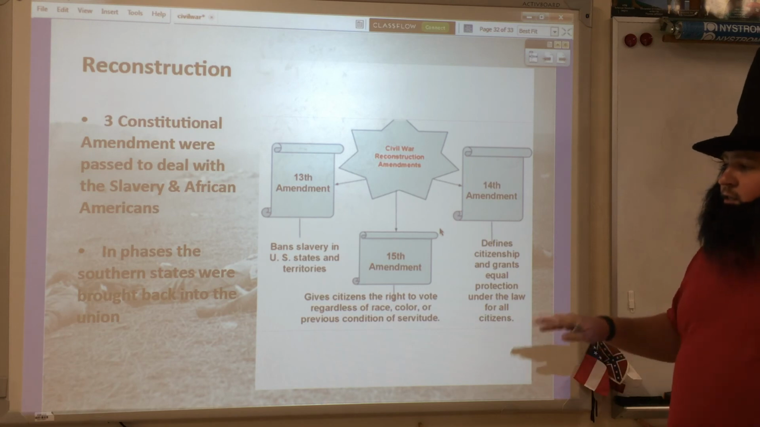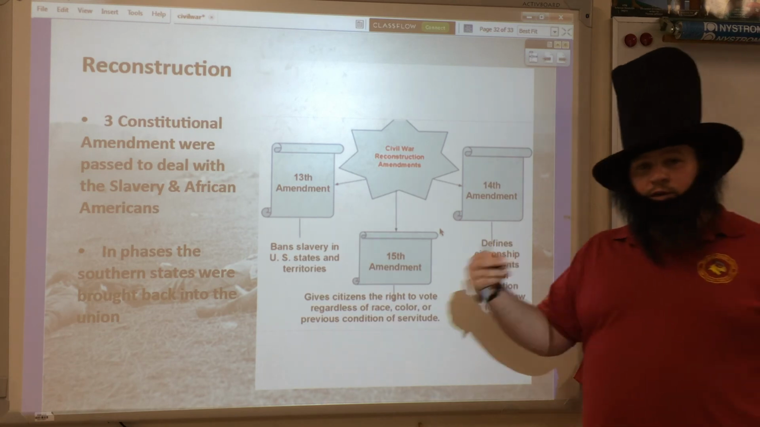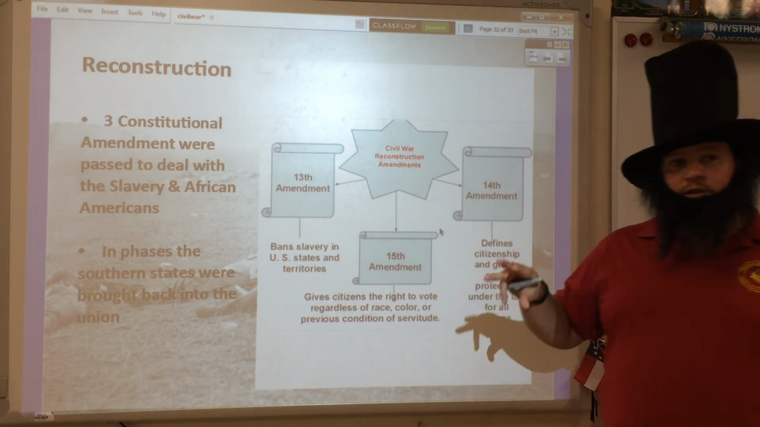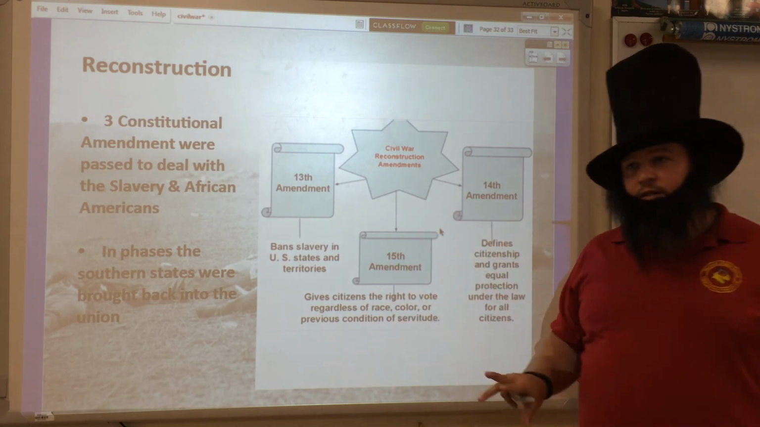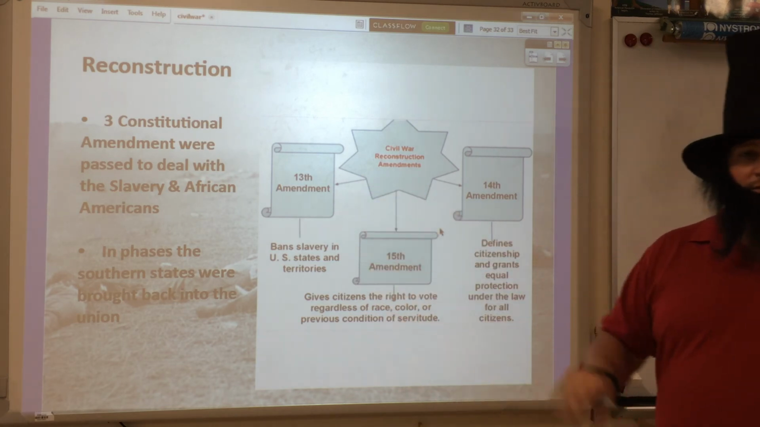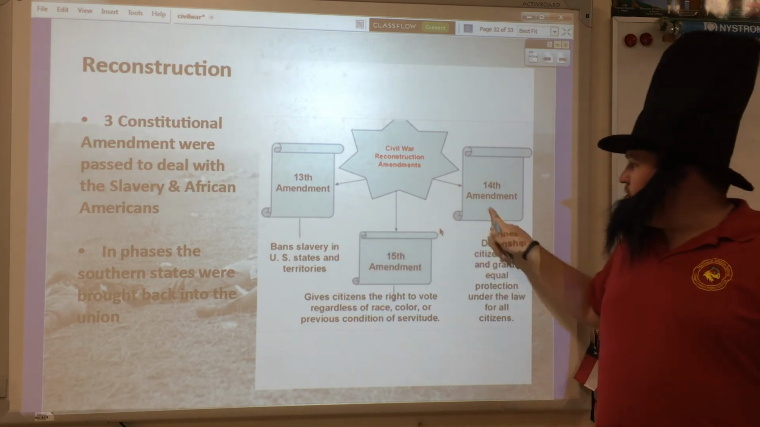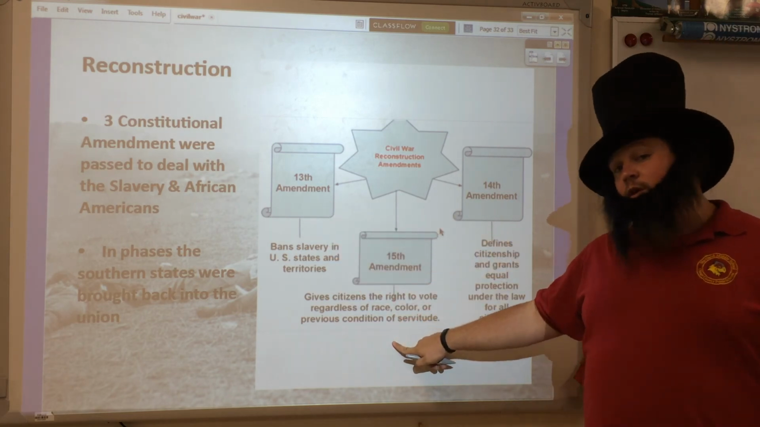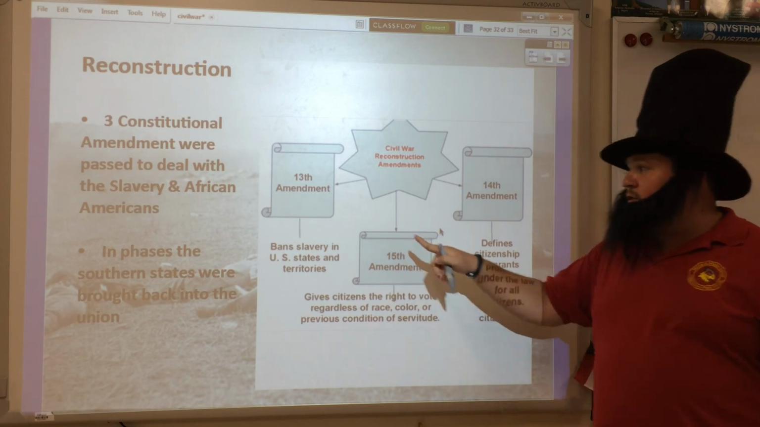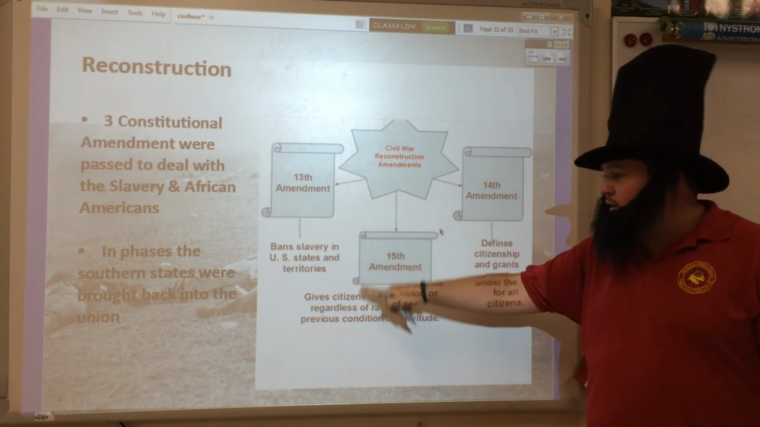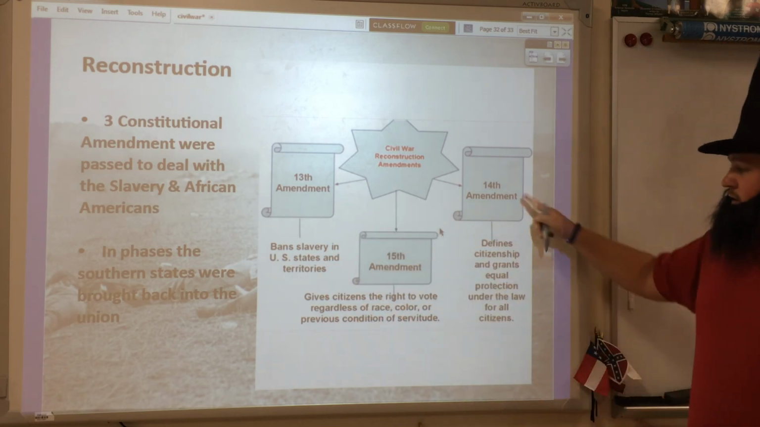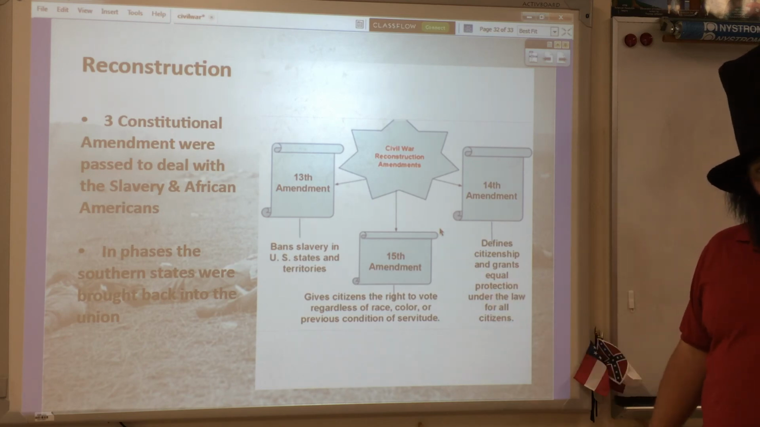So in phases, the southern states were brought back into the Union. Okay, so first, this and this state was brought in, then this and this state was brought back in, then this and this state was brought back in. In your notes, guys, it is really important that in your margins you write these out. So I'm going to be looking for that on notebook checks. So please make sure you just briefly tell me, even if you want to shorten these a little bit, right? The 13th Amendment did this, 14th did this, 15th did this. Okay?